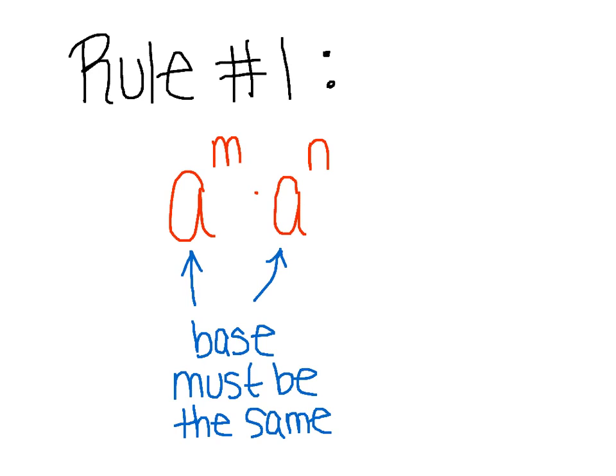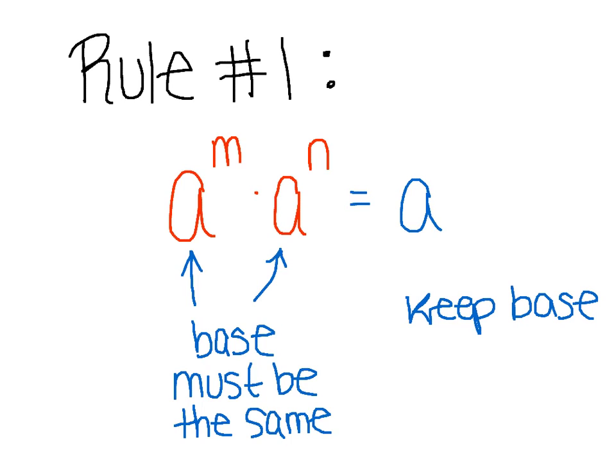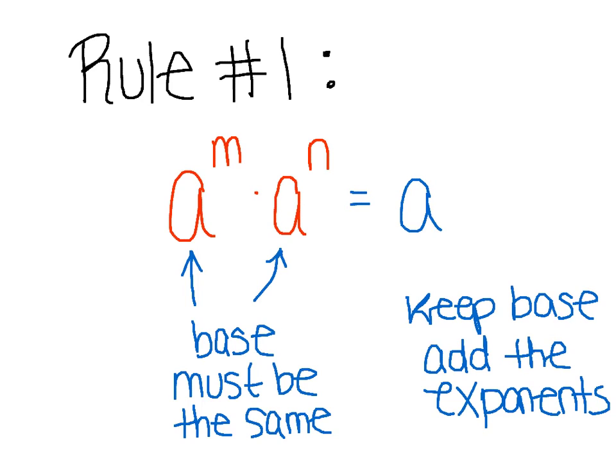But if it is, and they have the same base, we're going to keep the base. So you keep the base the same. You are not, and I repeat, you are not multiplying the bases together. Keep the base, add the exponents. So our rule, a to the m times a to the n, is a to the m plus n. So we keep the base, add the exponents.